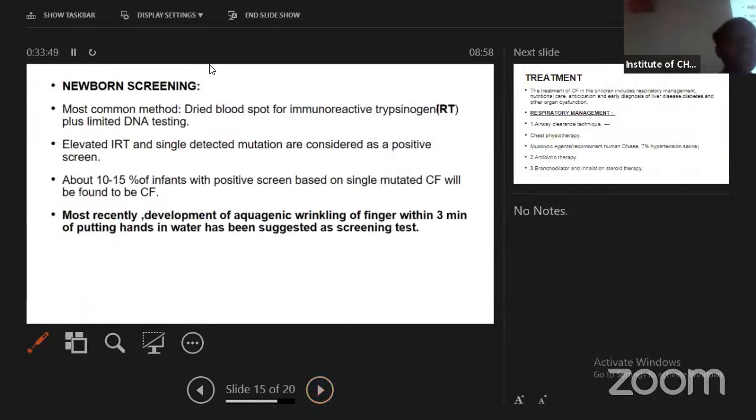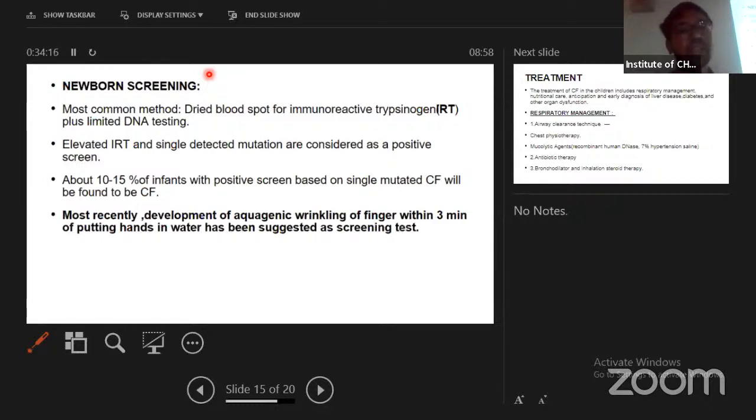The newborn screening is the most common method. This is very easy. But it's not accurate. Our history and doing the sweat test combined is mostly what we rely on, otherwise only on the sweat test is very difficult.